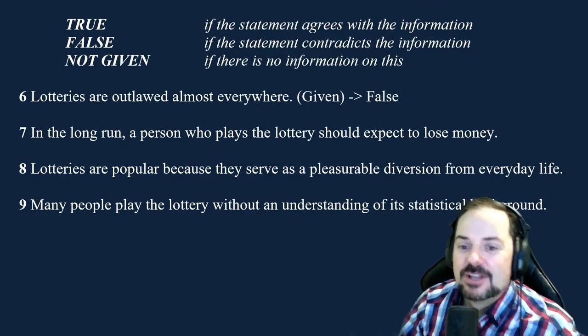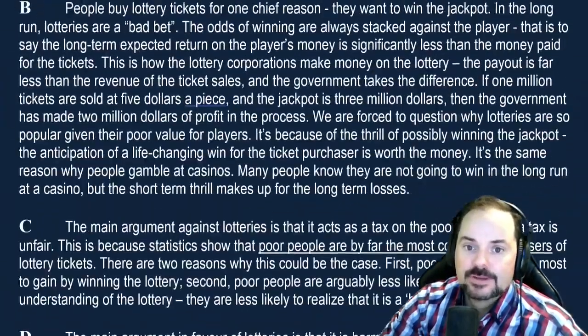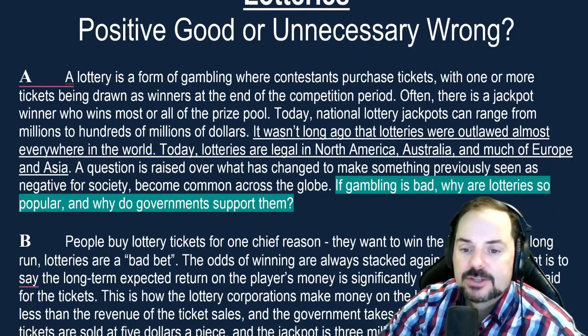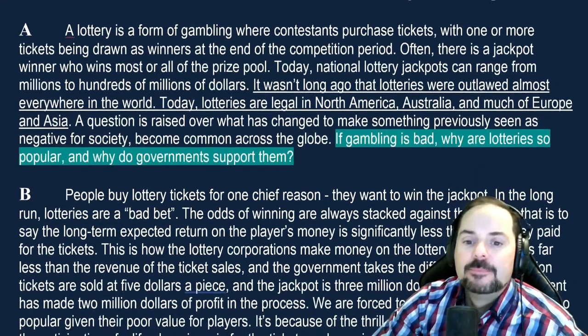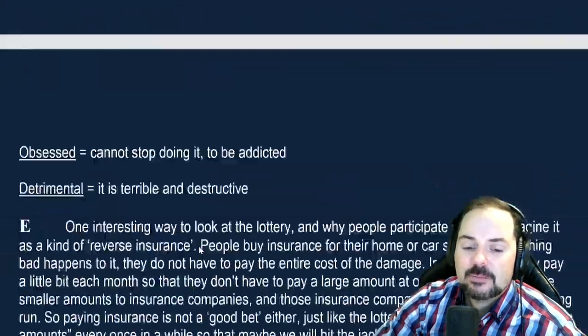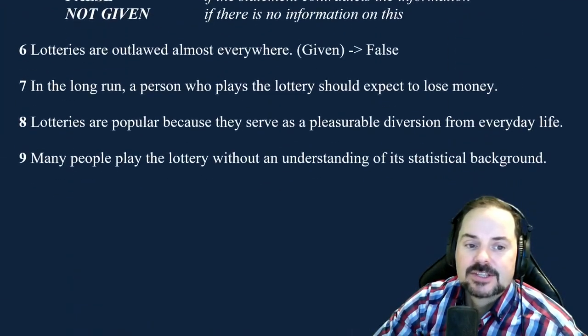Yeah, absolutely. It's false, right? It's in the beginning. Now, you don't need to check because we know, right? I'm only showing this so that you're not like, really? It says here, it wasn't long ago that lotteries were outlawed almost everywhere. Now here it says were, right? But here it says are.